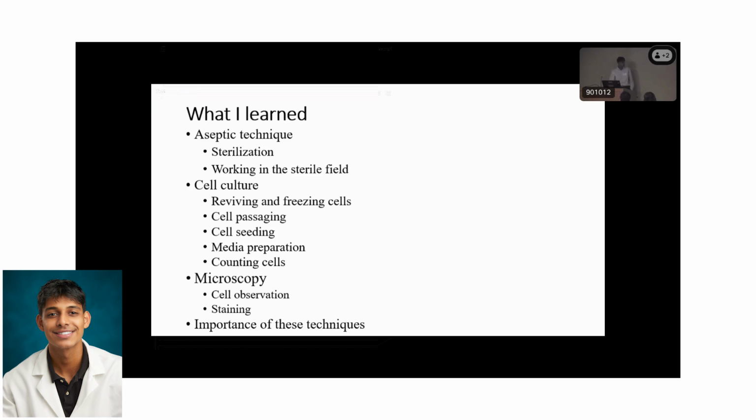And the importance of these techniques is that I won't need a lengthy learning period when I pursue wet lab research in the future. I'll just be able to dive right in.